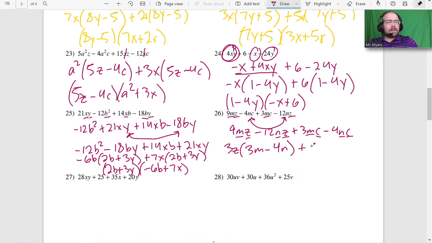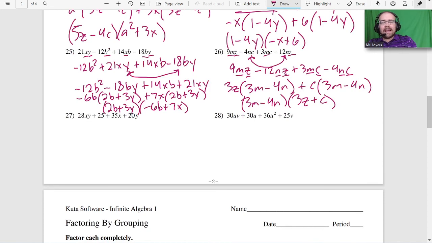Plus c, 3m minus 4n. All right, so then 3m minus 4n, 3z plus c. There we go. Okay. And the last two here.